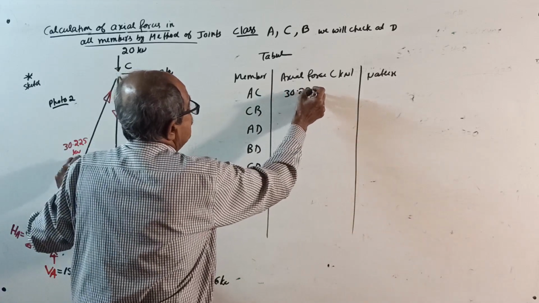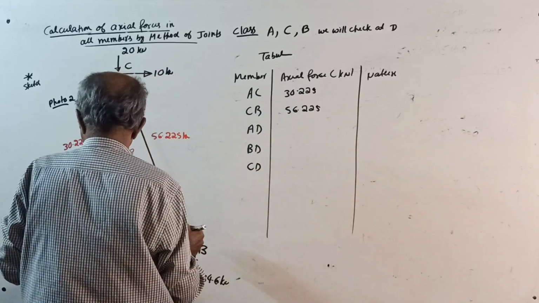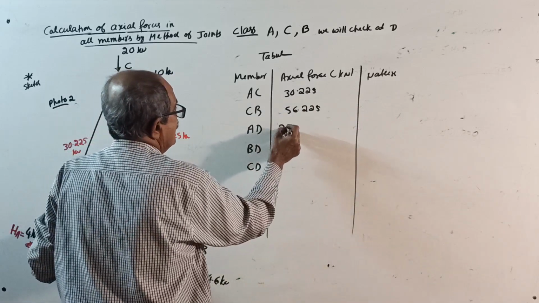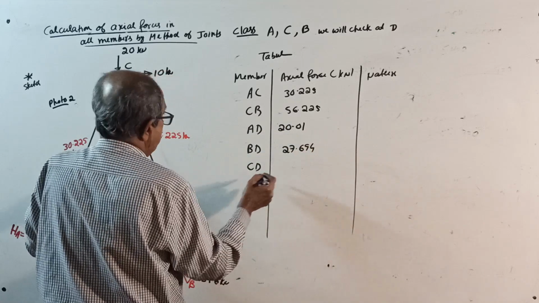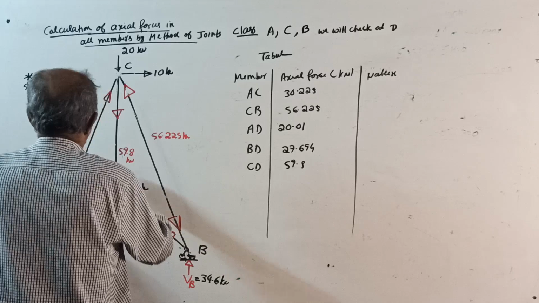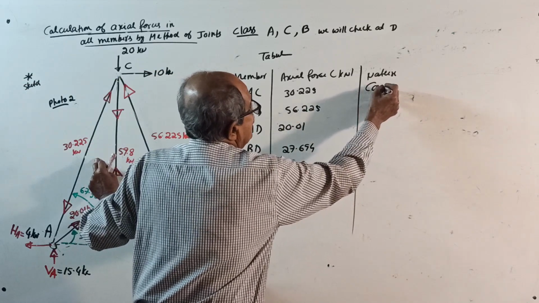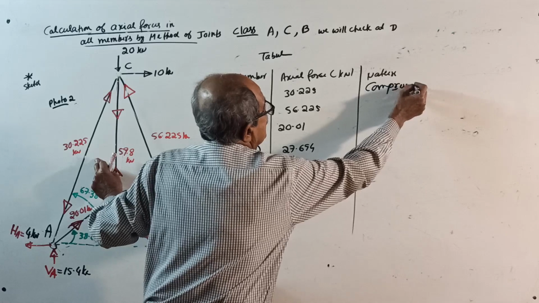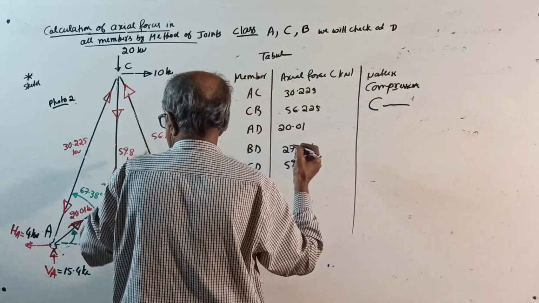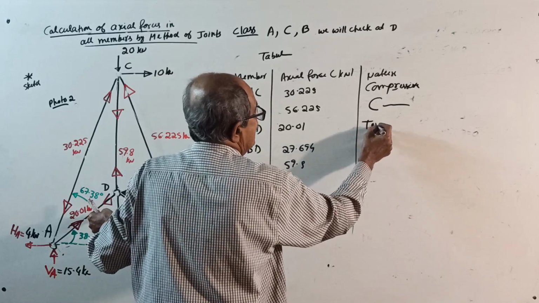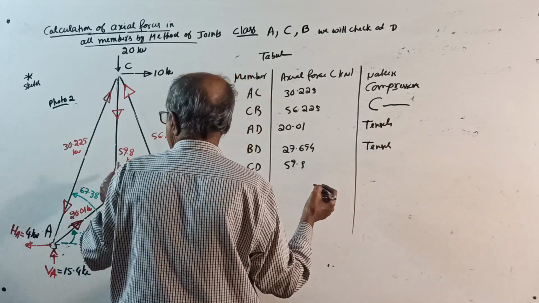30, no plus minus, 30.225, 56.225, then which one, AD next, 20.01, 27.694, and lastly 59.8. Coming towards the joint, see, compression, this all I explained for you, compressive, this also compressive, right, compressive, this is tensile, this also is tensile, then this is again tensile.